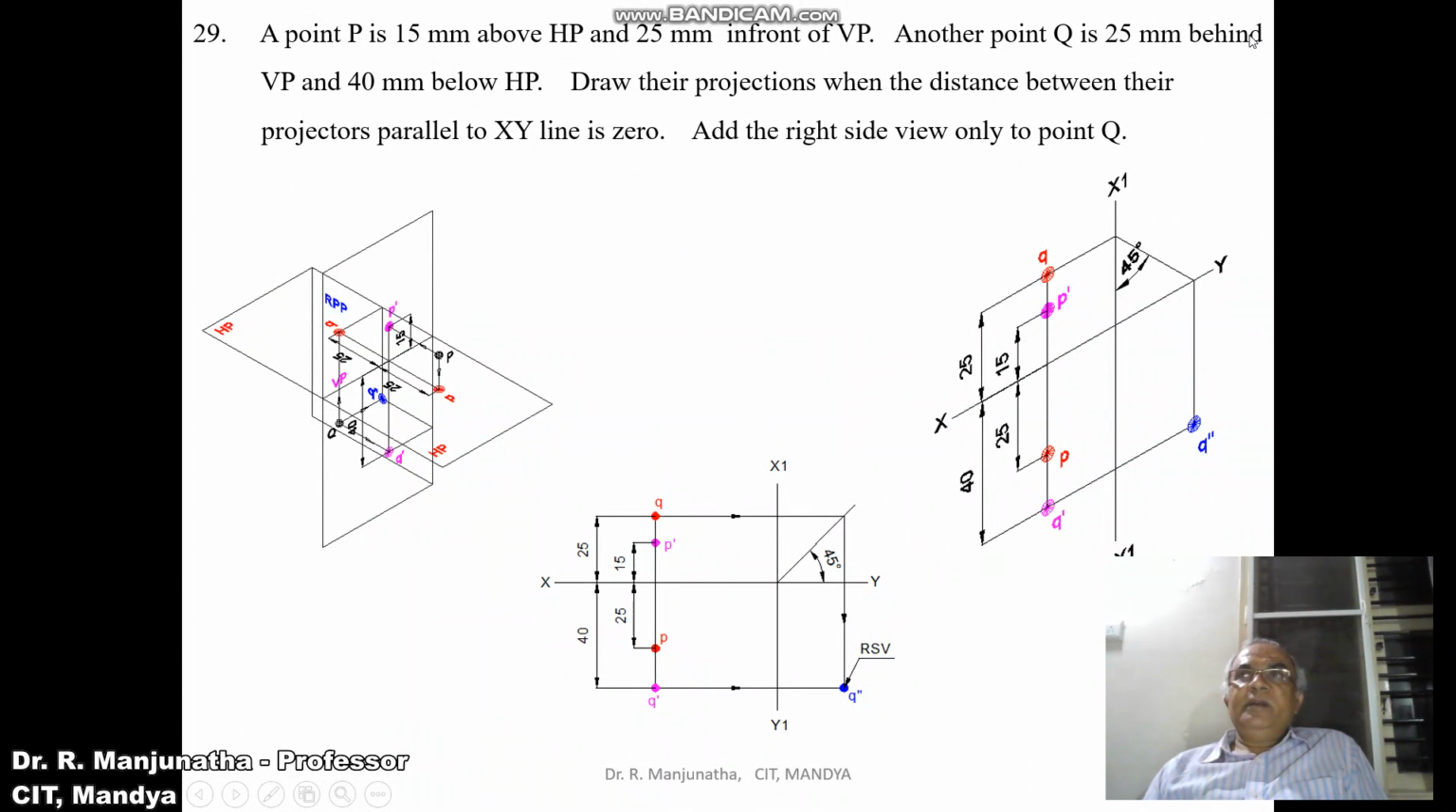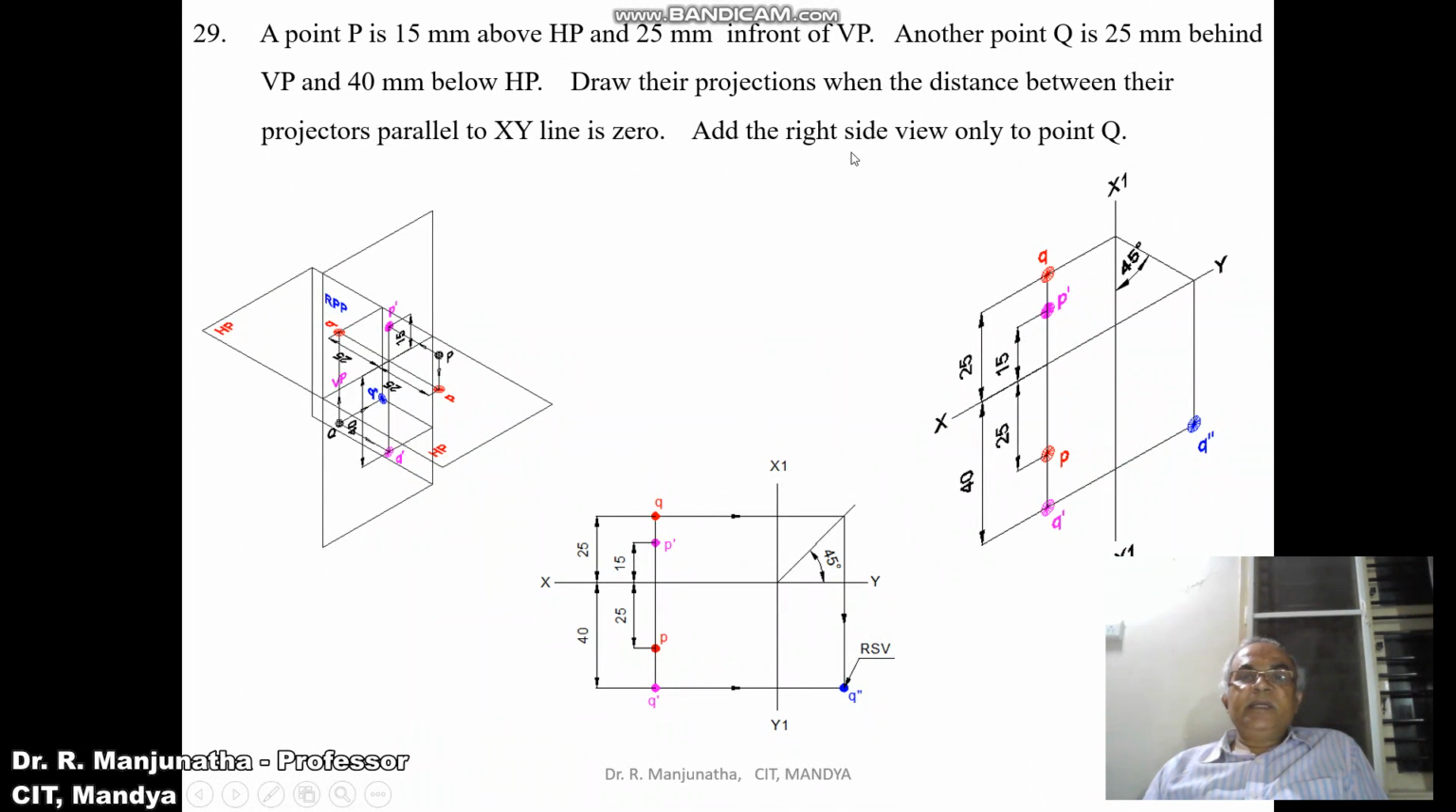Then Q is 25 mm behind VP. Behind VP will always come above XY line. From this point, you measure the distance of 25 mm and mark this point and name the point as small q, and 40 mm below HP. So from here, you measure 40 mm below XY line and you mark this point and name the point as Q dash and show the dimensions of 25 and 40.